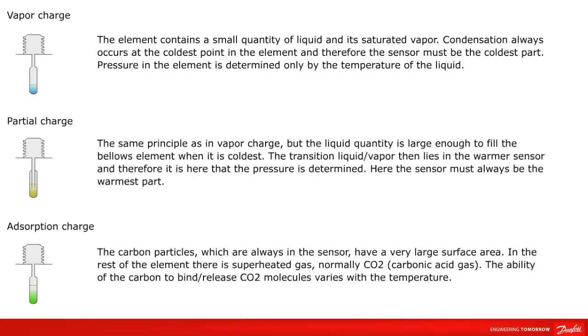Danfoss thermostats function by creating pressure from a chemical charge in the sensing bulb. There are three different charges that can be used: the vapor charge, the partial charge, and the absorption charge. On the following pages, we will take a look at the advantages and disadvantages of each type.